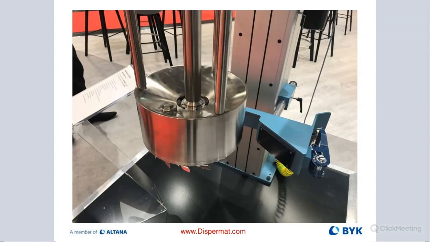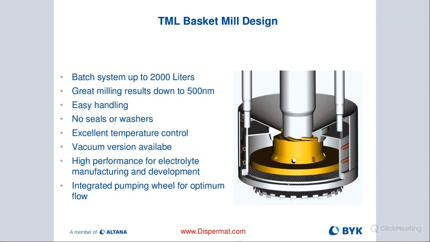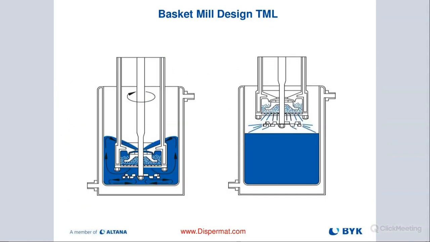To draw the slurry out of the container, we use the cow's blade on the bottom, and we can effectively draw our slurry out of the basket and then push it back to the top. Huge advantage there. Again, we don't have any seals or washers like you would have in a horizontal bead mill. Excellent temperature control. We also offer a vacuum system, with an integrated pumping and stirring wheel to draw the slurry into our basket, and then here is your milling disc with the screen right below. A very, very nice design.